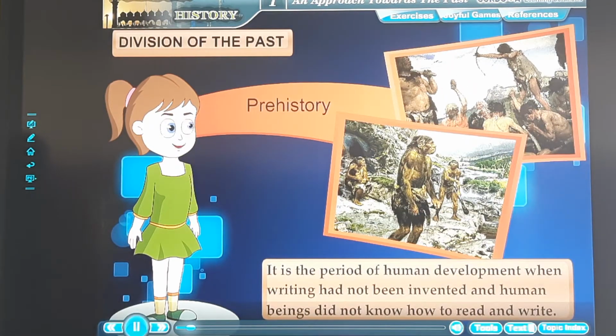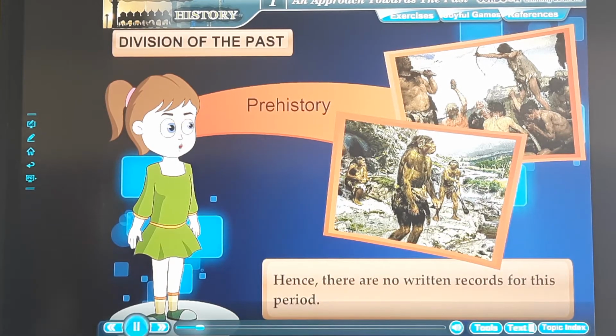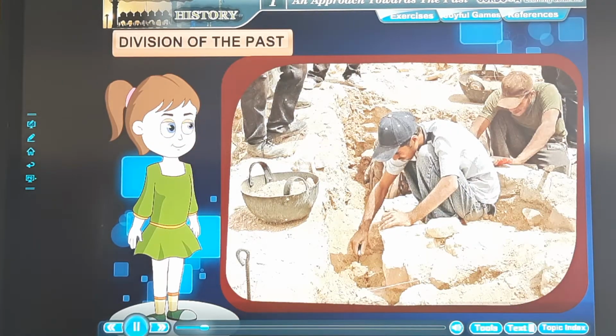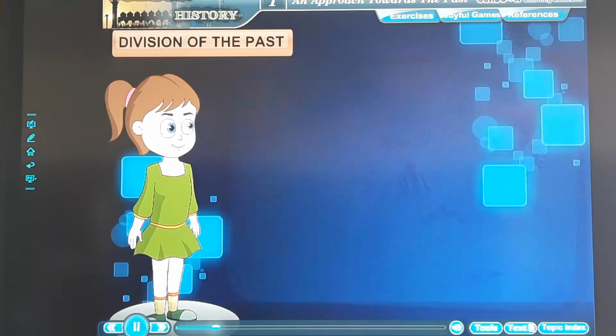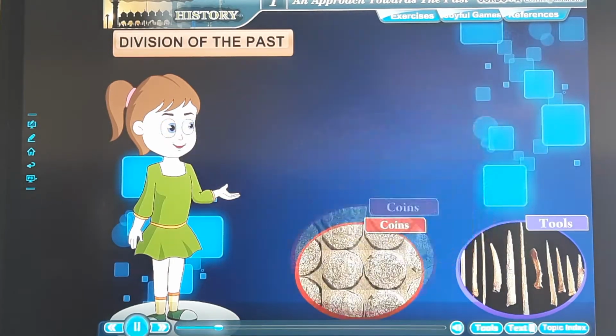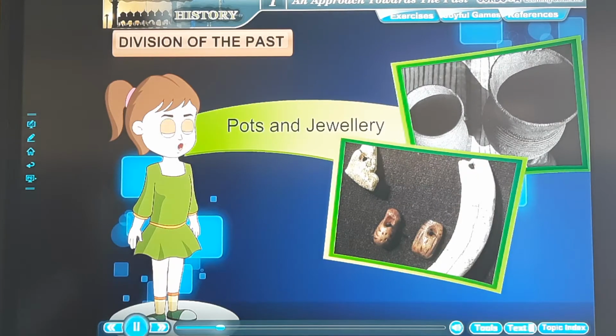Prehistory. It is the period of human development when writing had not been invented and human beings did not know how to read and write. Hence, there are no written records for this period. We can know prehistory only through archaeology. To understand prehistory, archaeologists dig deep into the ground and collect remains of the past. These archaeological remains like tools, coins, bones, pots and jewelry help us to know about the past.